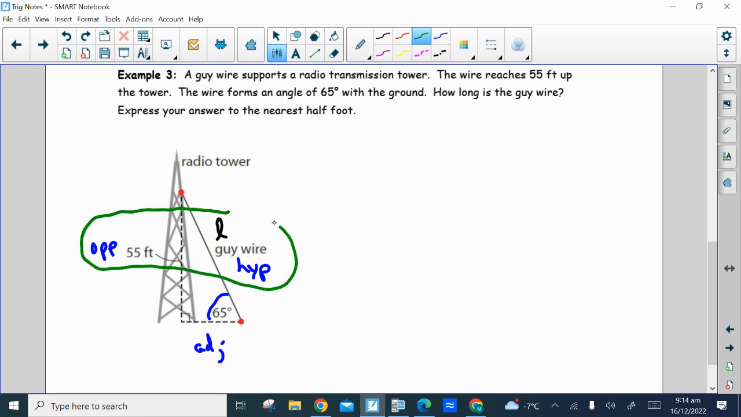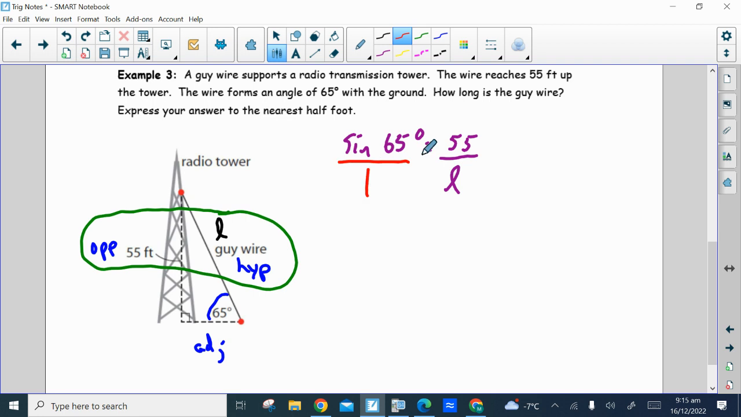And we're given the height of the tower, how high up the tower the guy wire is attached, which is the opposite side. We're not given the adjacent, not asked to find it. We need to use the opposite and the hypotenuse, which is the sine ratio, the sine of 65 degrees. It's always the sine of the angle that you're working with. And the SOH part tells us that it's O before H: opposite on top, hypotenuse on the bottom. The hypotenuse, the length of the guy wire, is what we're trying to find.